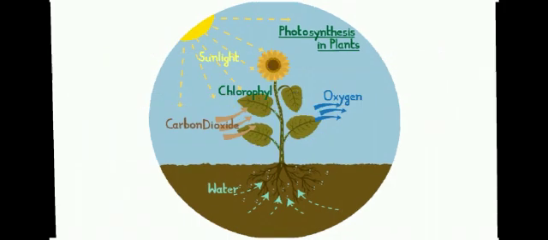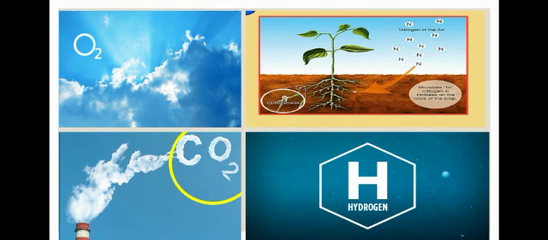The gases such as oxygen, O2 denotes oxygen, nitrogen, carbon dioxide, CO2 denotes carbon dioxide. The short form of carbon dioxide is CO2. Then hydrogen present in the air are important to us for many reasons. Let us study the importance of air in this section.